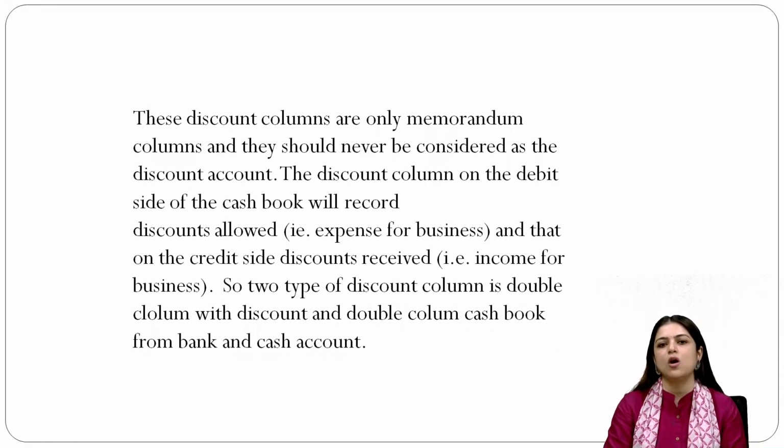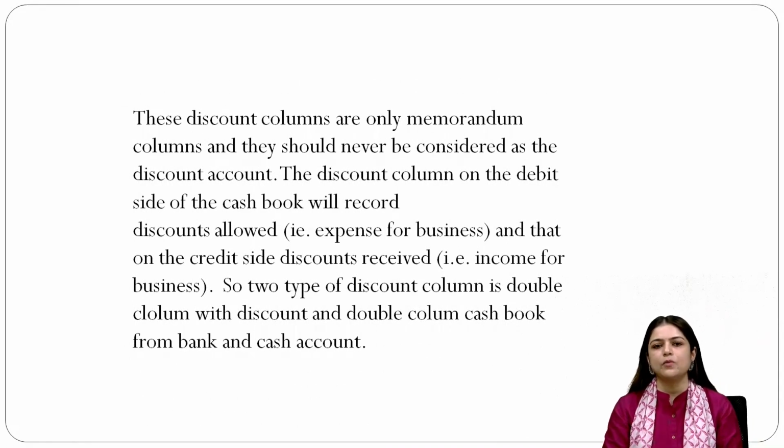These discount columns are only memorandum columns and they should never be considered as a discount account. The discount column on the debit side of the cash book will record the discount allowed, for example, expense for a business, and on the credit side the discount received, which is an income for the business.